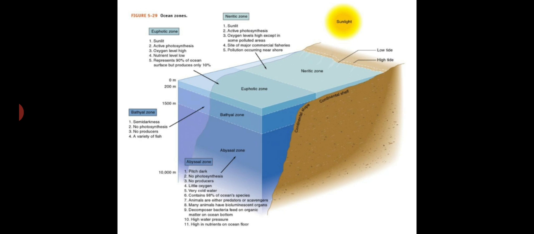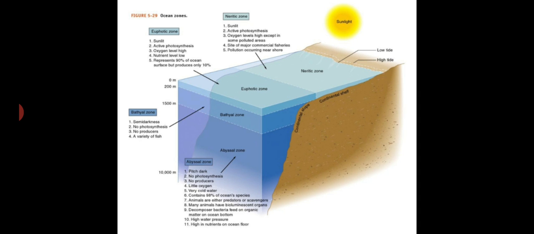Below the euphotic zone is the Bathyal zone. It is the region of semi-darkness. Therefore, it does not support photosynthesis and therefore also has low oxygen levels. Despite this fact, it has variety of fishes and other organisms like shrimps and squids, which feed on organisms coming from the upper layers.